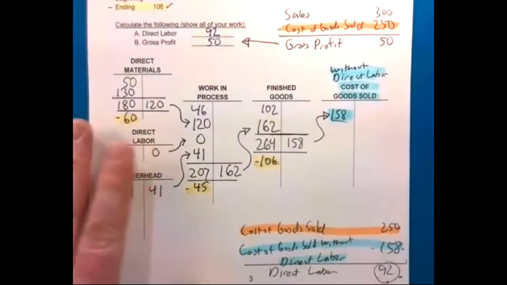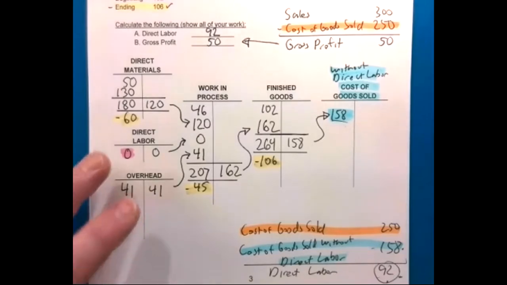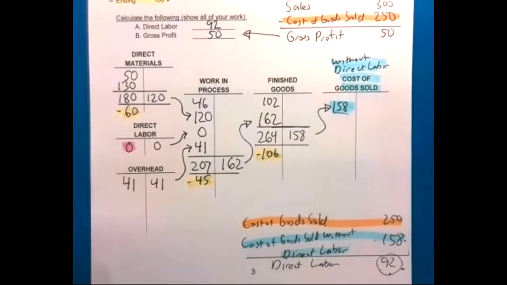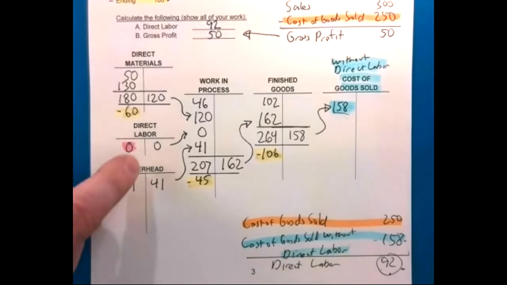Question there? Oh, I have a question. So right now, what we're doing, how is it different from just using the cost of goods formula, like beginning inventory plus purchases, minus ending inventory? Can you explain? Okay, for the direct materials, it's exactly the same. The only difference is you're adding in the direct labor and the overhead. But all the rest of it is exactly the same.